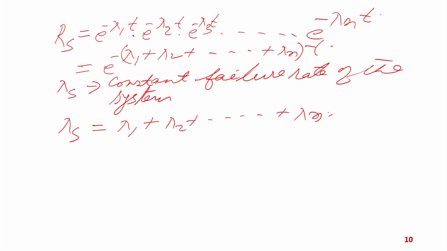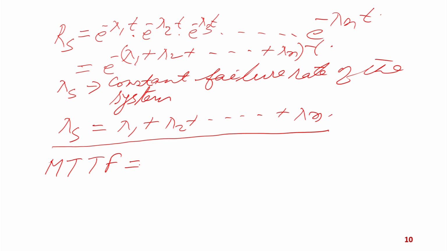Okay. And then, so this is the failure rate of this system, and if you know what the constant failure rate is, then we can calculate the mean time to failure. So, mean time to failure will be equal to 1 by lambda s. So, this is equal to 1 by the summation of i equal to 1 to n, lambda i.